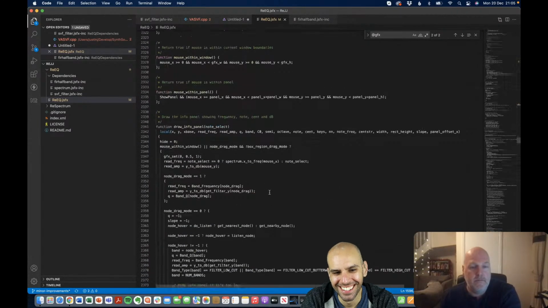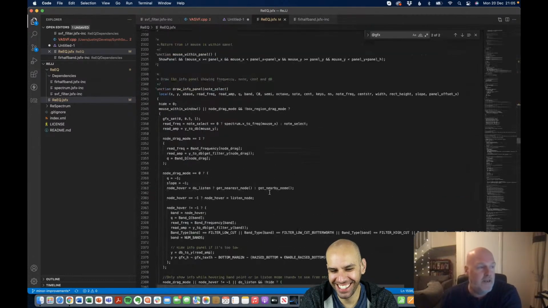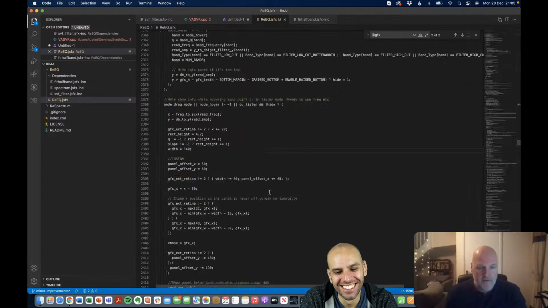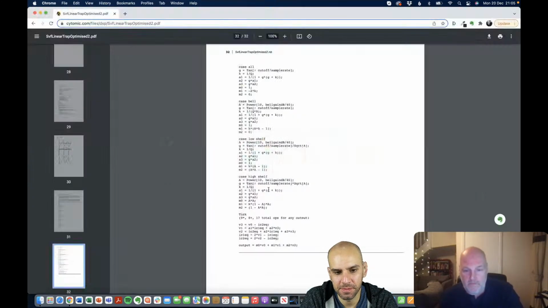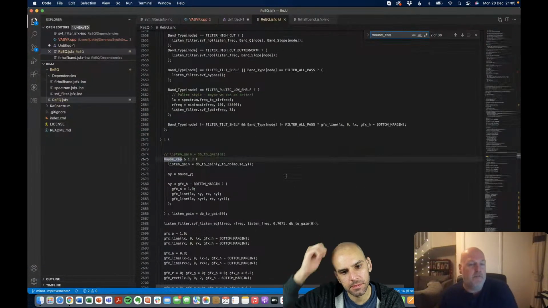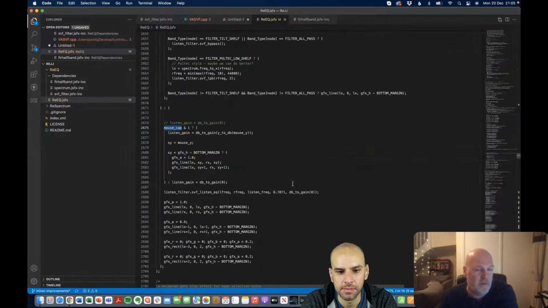So in JSFX, you've got this variable called mouse_cap, which is mouse capabilities. It's really weird naming, and there's a load of bits in it. If you look at the documentation for it, there's a bit that gets set for the Command or Windows key, another bit for Shift, another bit for Alt, those sort of things. For some reason, it's called mouse cap.